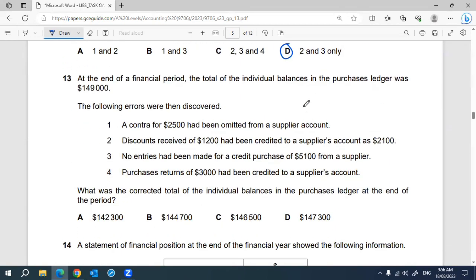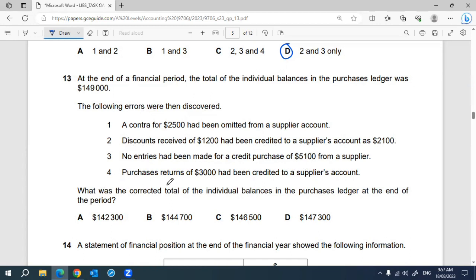So at the end of a financial period, the total of the individual balances in the purchase ledger was 149,000. The following errors were then discovered. A contra for 2,500 had been omitted from a supplier's account. Discount received of 1,200 had been credited to a supplier's account. No entries made for credit purchase from a supplier. Purchase return had been credited to a supplier's account.